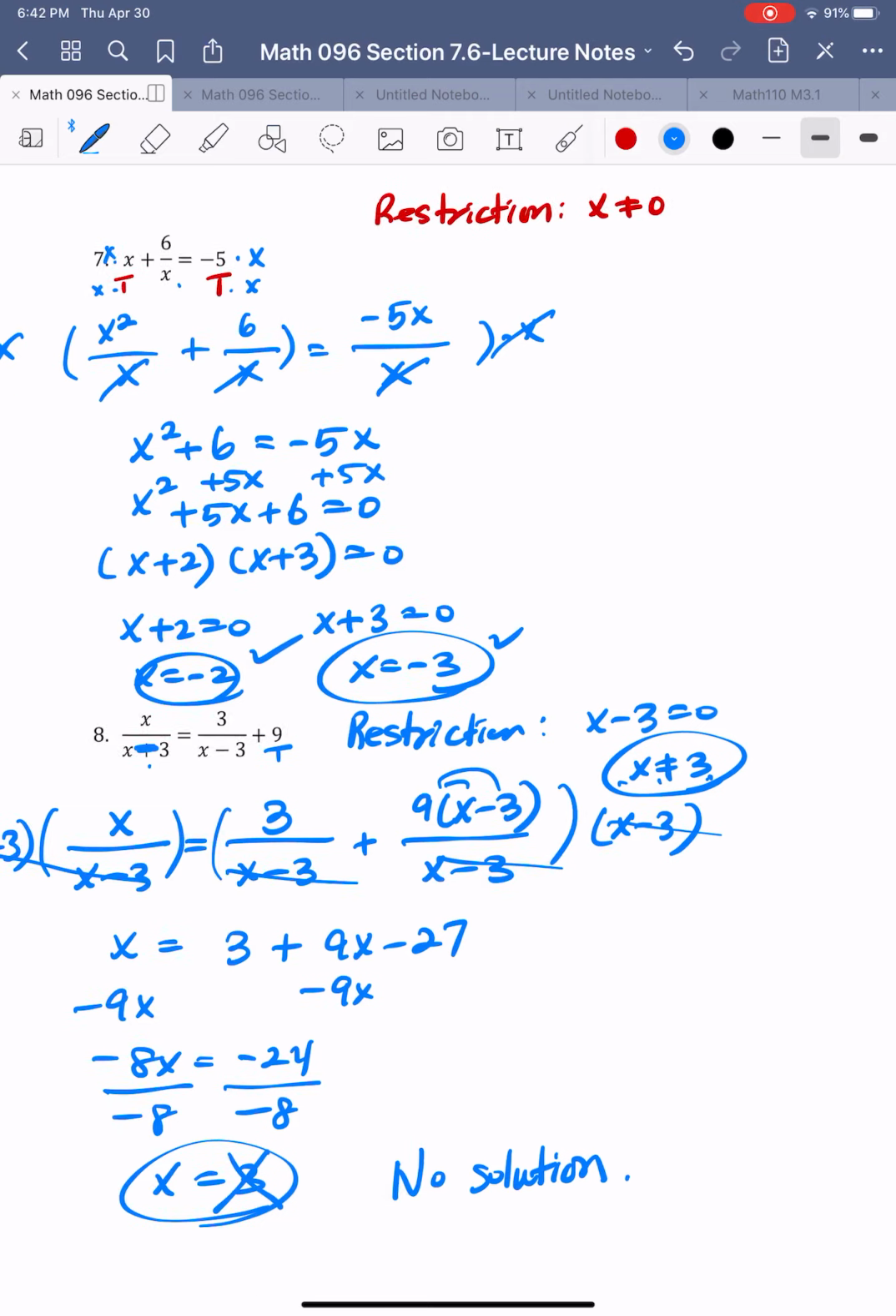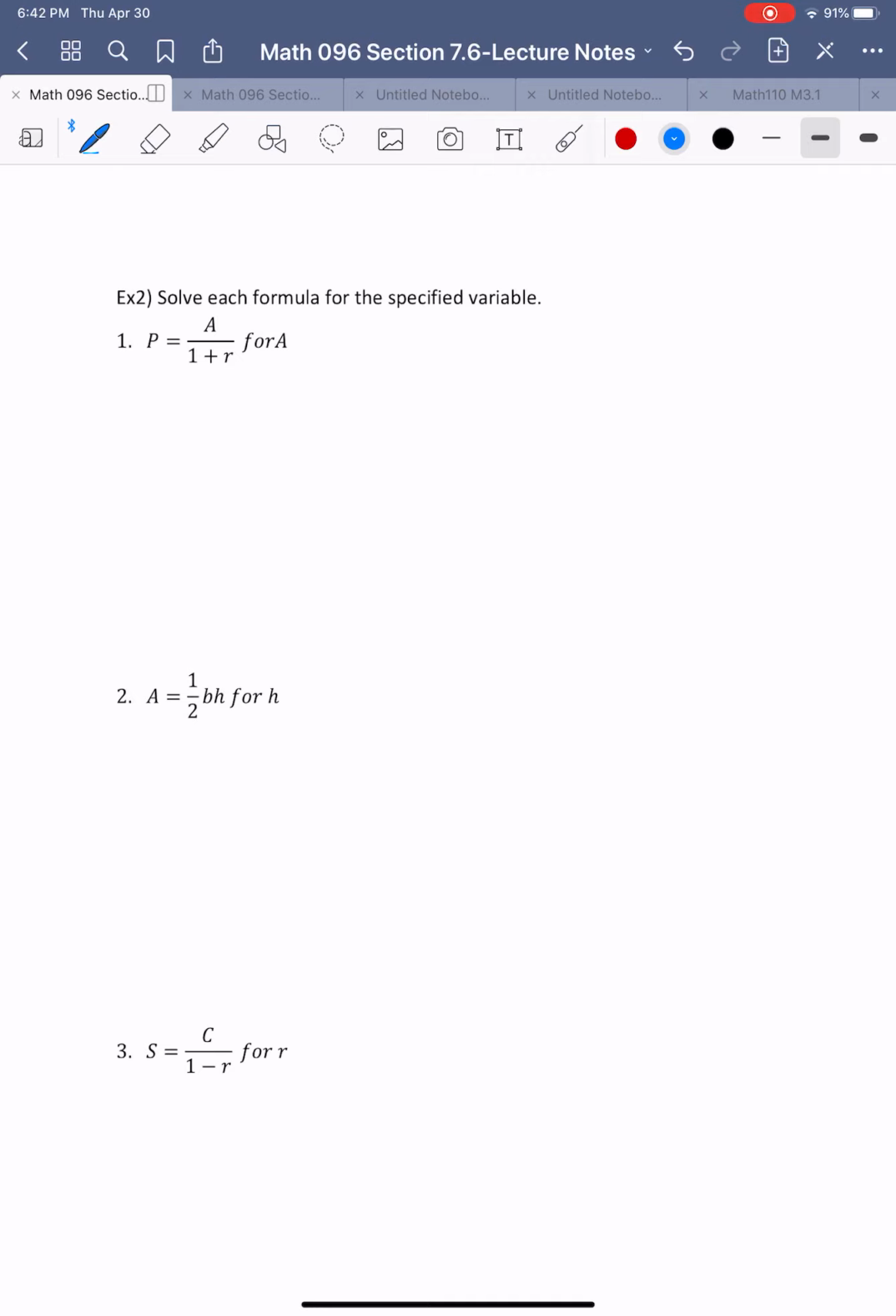Alrighty, so now the next one is a rational equation, but we're not really solving for a number. We're just solving for the other variable. In the first problem, we are solving for a, so we're going to isolate a by itself. P equals a over 1 plus r. In order to get a by itself, I need to multiply by 1 plus r on both sides, which cancels out. I want to switch these two sides.